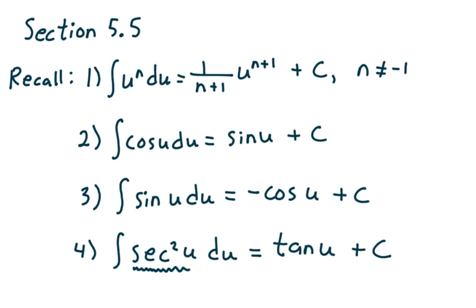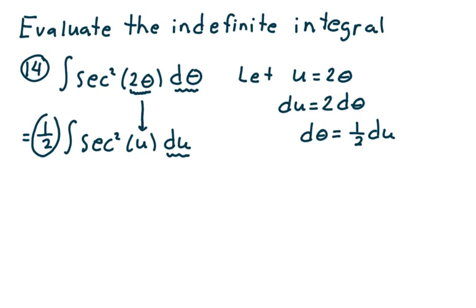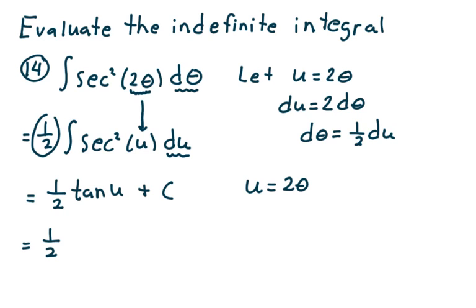Now, we just learned that the integral of secant squared u du is tangent u plus c. So the 1/2 is going to go along for the ride, and so this ends up being 1/2 tangent u plus c. But u is equal to 2 theta. So this is 1/2 tangent of 2 theta plus c. That's how we do problem 14. Let's take a look at 17.